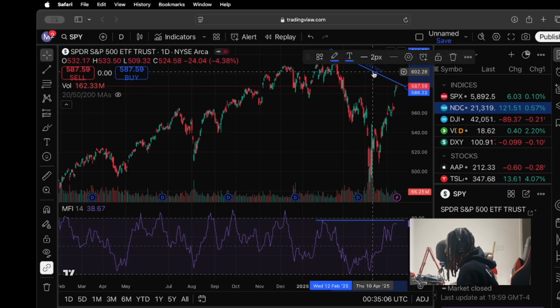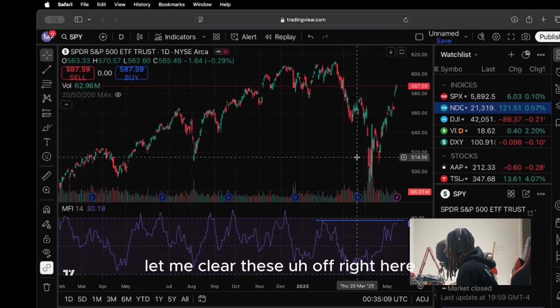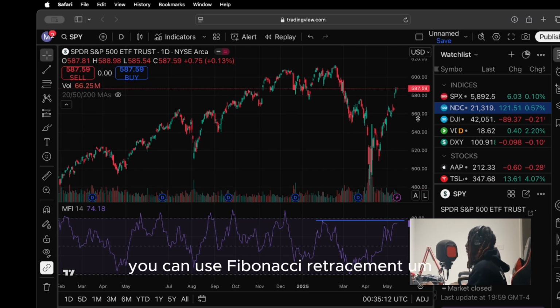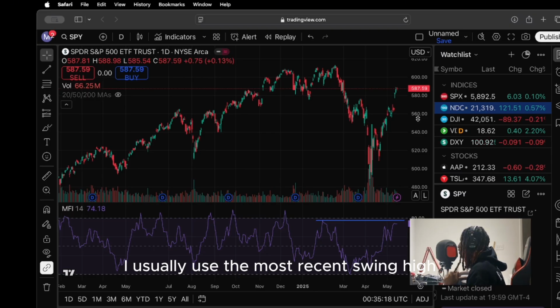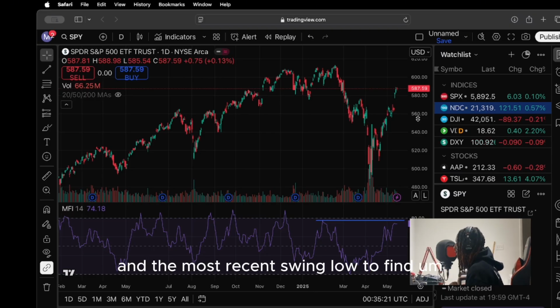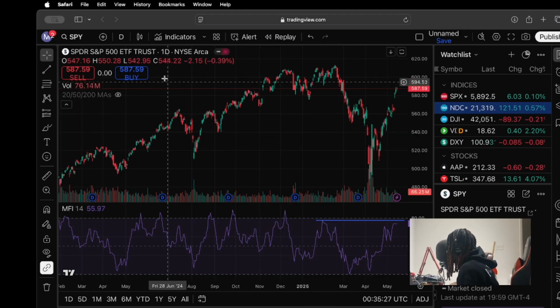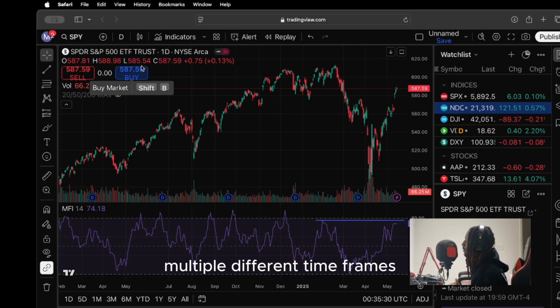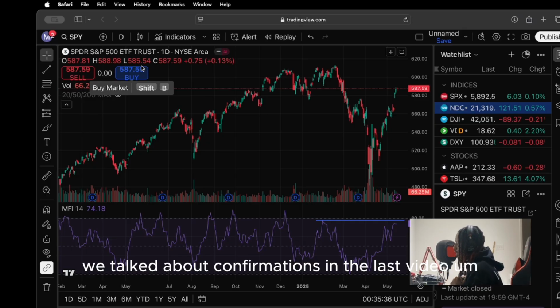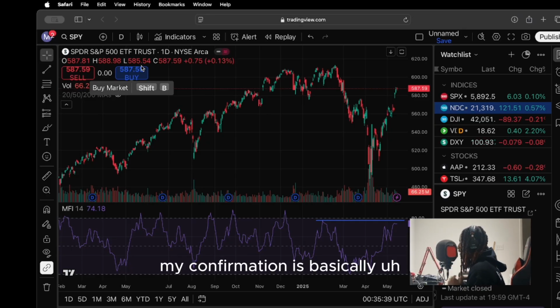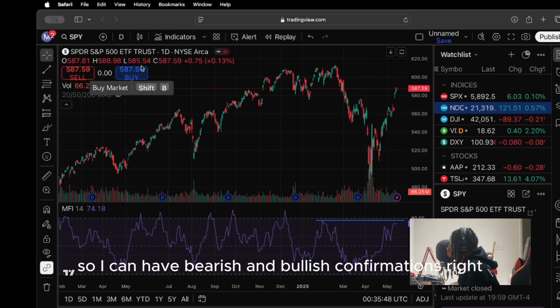So boom. Let me clear these off right here. There's multiple different ways you can use Fibonacci retracement. The way I use it, I usually use the most recent swing high and the most recent swing low to find either bearish or bullish entries. You can also use it on multiple different time frames for different confirmations. Remember, we talked about confirmations in the last video. My confirmation is basically if my indicator is confirming either a bullish or bearish movement. So I can have bearish and bullish confirmations, right?